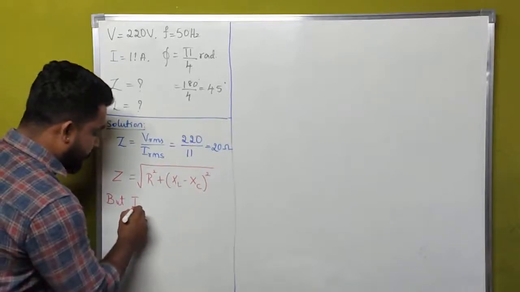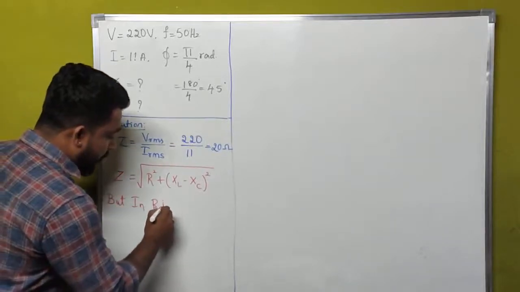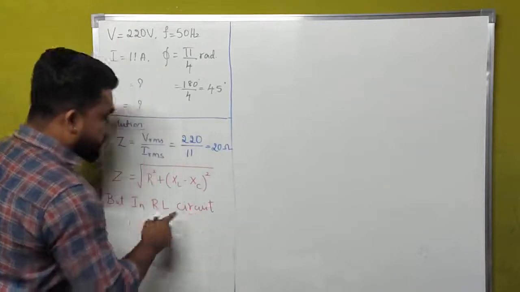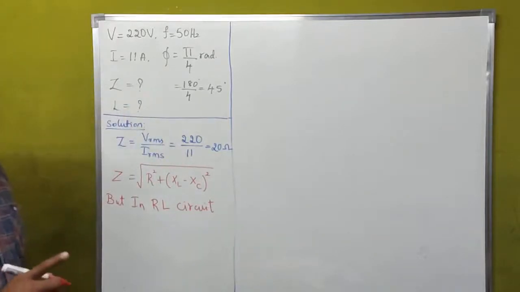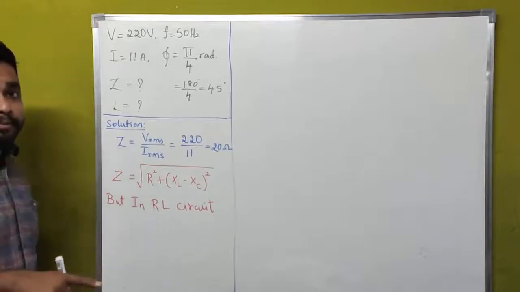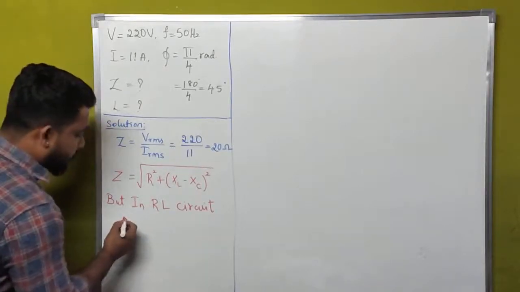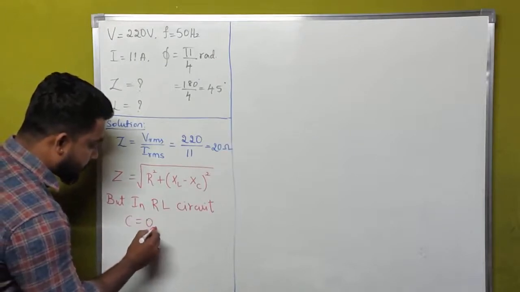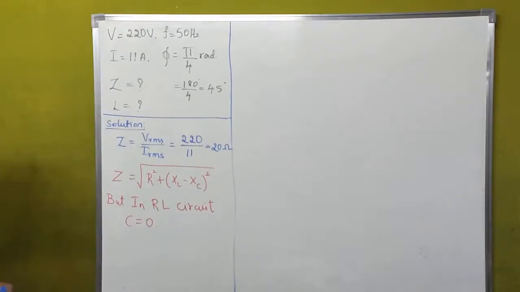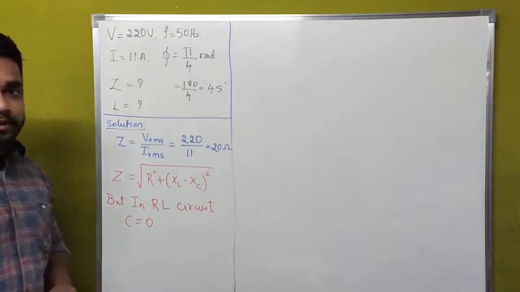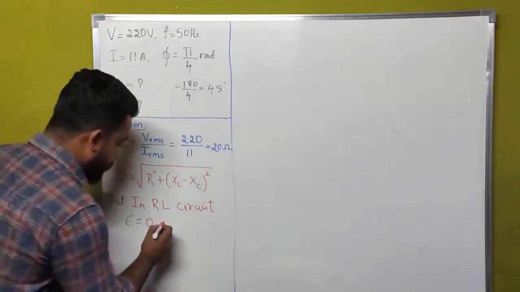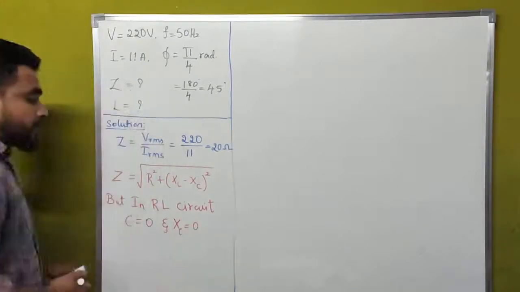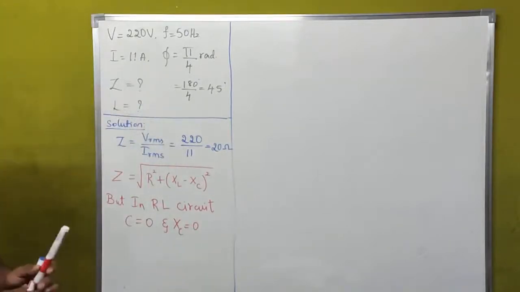This is not an LCR circuit, this is an RL circuit. That means C is absent. Therefore, the value of C is equal to 0. C being 0 means that XC is also 0. That is, the capacitive reactance is also 0.